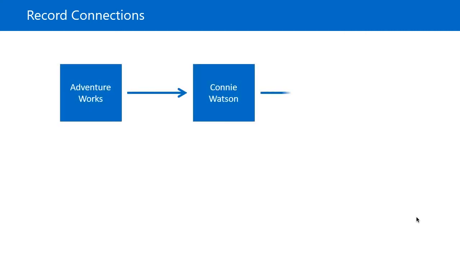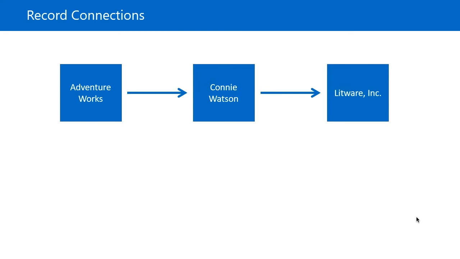Another kind of record or a relationship within the system is called a connection. Record connections provide a valuable piece of functionality for a sales user. They allow users to create links between two different records. For example, if we have an account called AdventureWorks, there's also a user named Connie Watson, and Connie is managing their account. Now, Connie is also the manager or the account manager for Litware Inc.